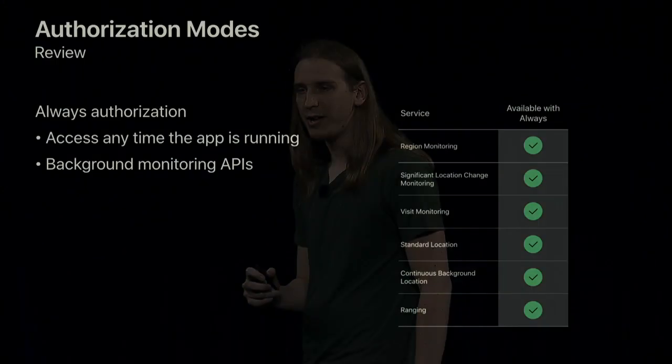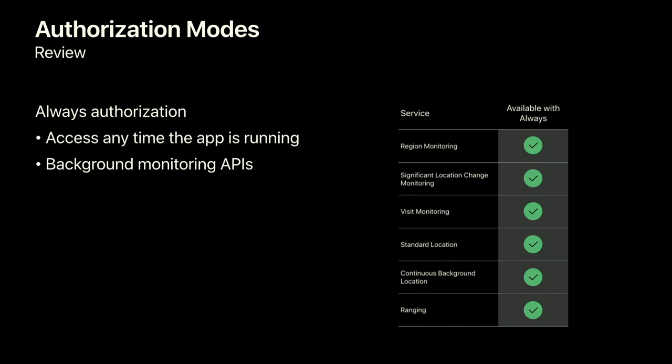Core Location supports 2 authorization modes, when in use and always. Always authorization allows your app to access the user's location anytime your app is running. Additionally, always authorized apps can use our background monitoring APIs. These allow your app to get runtime and receive information when various location-based events have occurred. For example, the region monitoring API will launch your app whenever the user arrives at or departs from a region of your choosing.